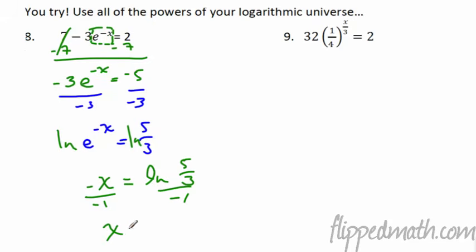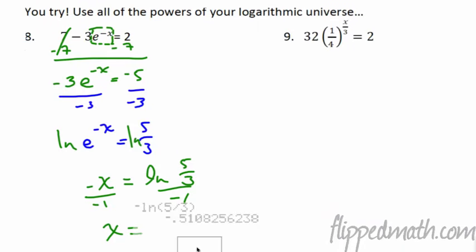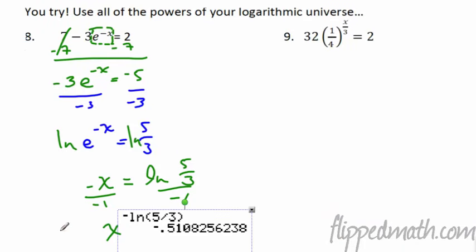All right, now I can break out the calculator. This is basically the same as negative natural log of 5/3. So that's what I have in the calculator here. It's going to give us negative, what does x equal? Negative 0.5108. We'll go out 4 places, as I said before. All right, let's look at number 9.